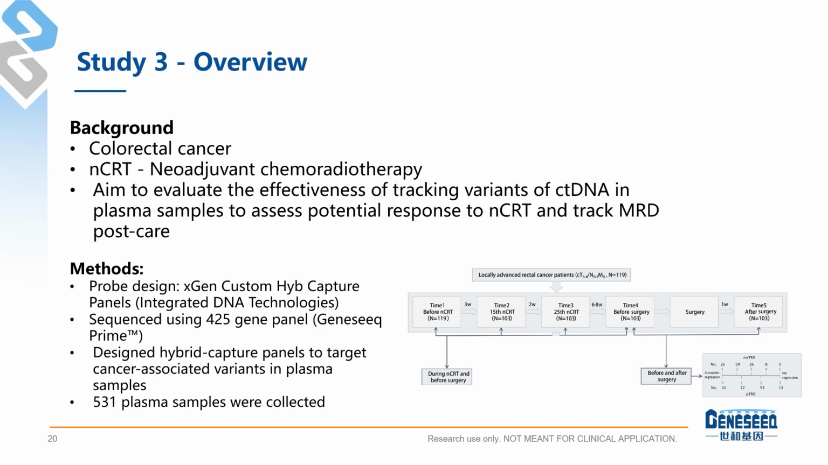And in total, we procured 531 plasma samples across 5 time points, as listed in the table here. From time point 1, we have before the neoadjuvant chemoradiotherapy, which serves as a baseline for each subject, followed by after the 15th round of NCRT, and then 25th round of NCRT, and then before surgery, and then finally at time point 5, which was after surgery.